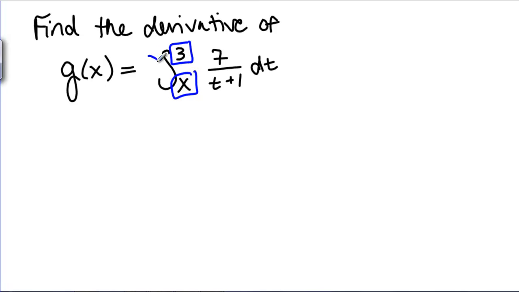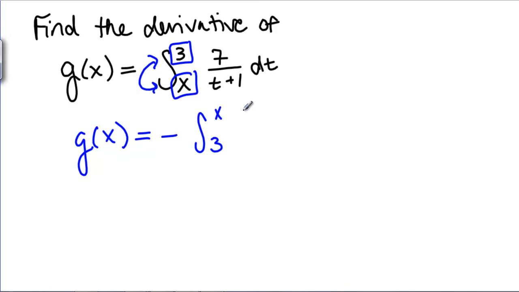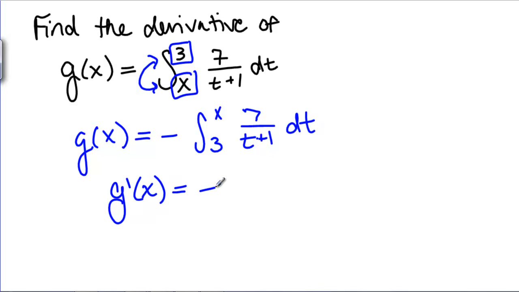Thankfully, we have a rule for definite integrals that allows us to flip the boundaries, interchanging a and b, but to do that, we have to put a negative sign out front. We rewrite g of x as negative the integral from 3 to x, 7 over t plus 1 dt. Now we can take the derivative using the first fundamental theorem of calculus. So we get g prime of x is equal to negative the inside function changing the t's to x's. So we get 7 over x plus 1.